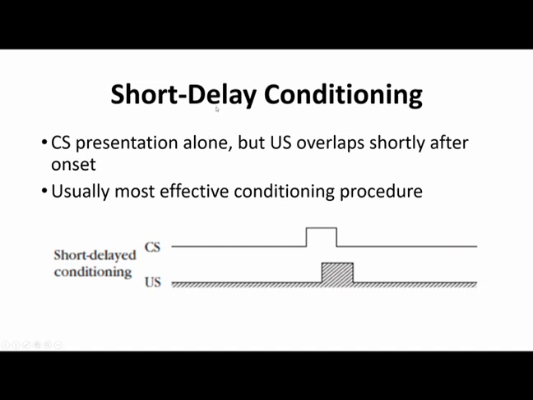So our short delay conditioning is basically saying that our conditioned stimulus is presented alone, but our unconditioned stimulus overlaps shortly after the onset of the conditioned stimulus. So let's look at a visual of that. And for each of these, we have kind of a little diagram down here where if you think of this as a graph, this would be our x-axis for time. So as we move along, it's like time is passing. And then our y-axis is kind of a dichotomy of on versus off.